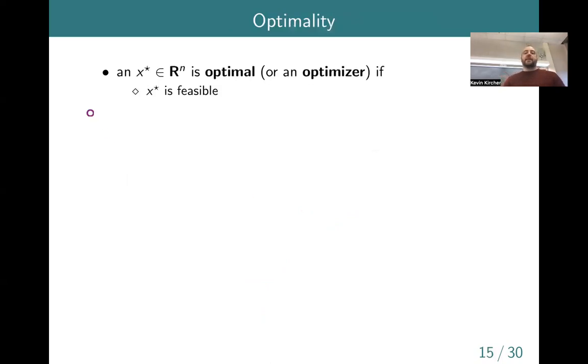Okay, so then let's talk about optimality. An x star in optimization typically denotes a solution. So an x star in Rn is called optimal, or an optimizer, if, again, two conditions hold. First, x star has to be feasible, so all the functions have to be defined at x star, and all the constraints have to be satisfied at x star. And then we also have the second condition, which is that the objective value at x star can't be any bigger than the value at any other feasible x.